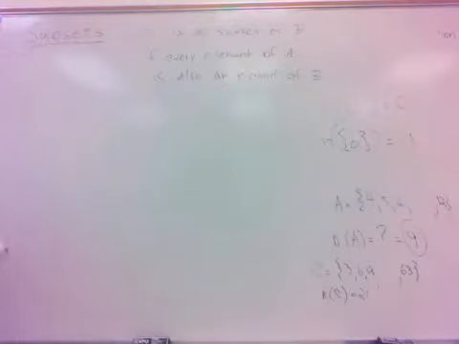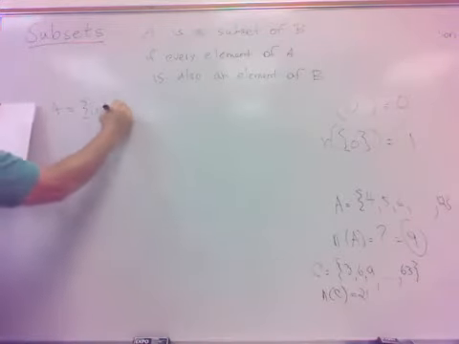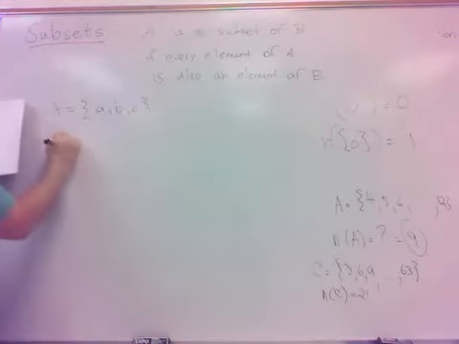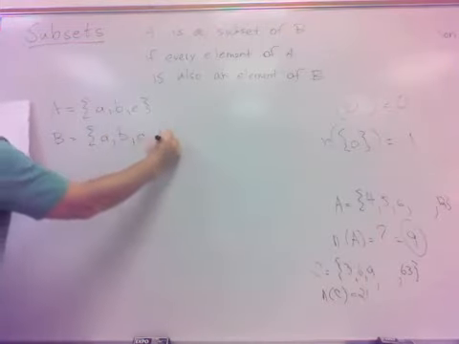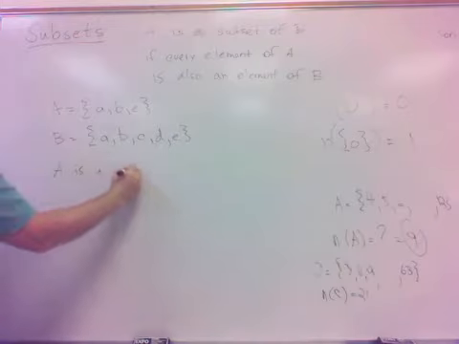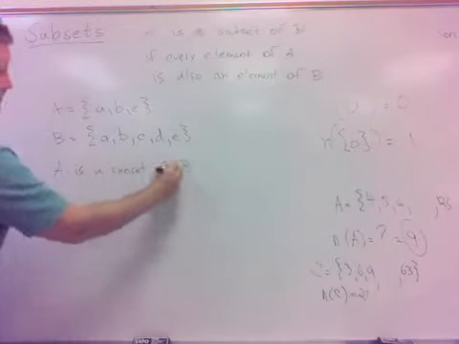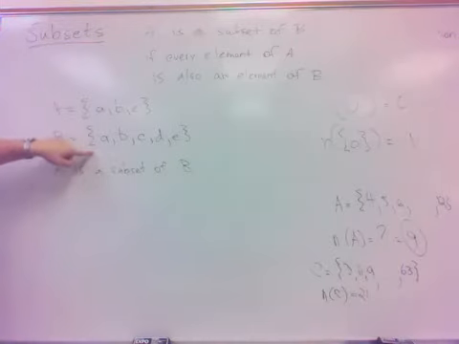So a real good example here. If I had A is little a, little b, little e. B is A through E. A is a subset of B there, isn't it? Every element of A is an element of B. Right? That's what I mean by subset.